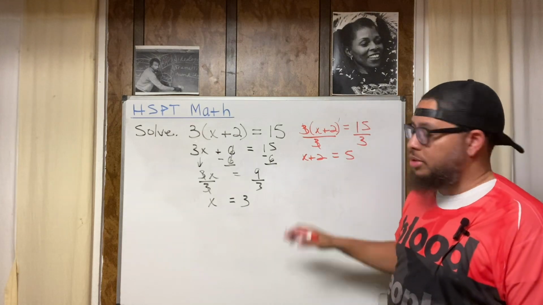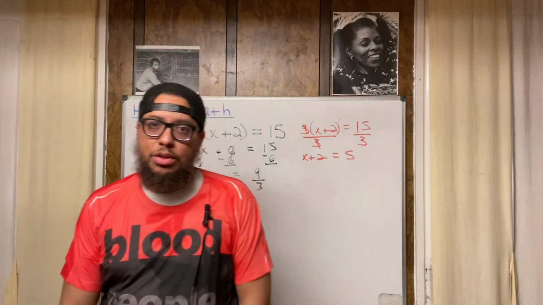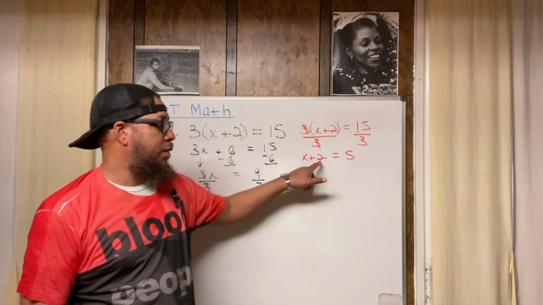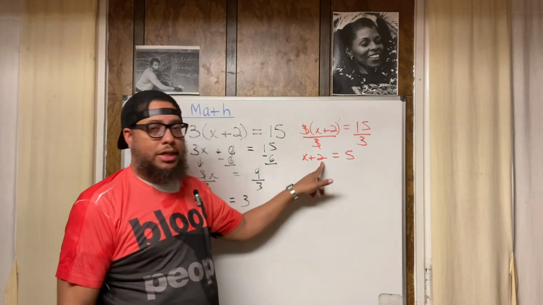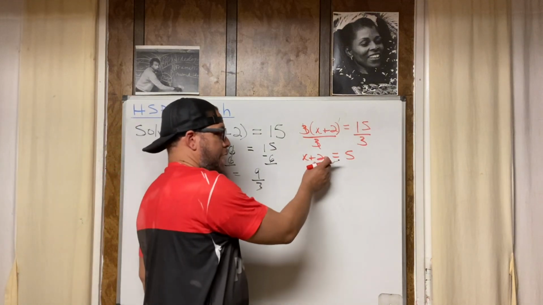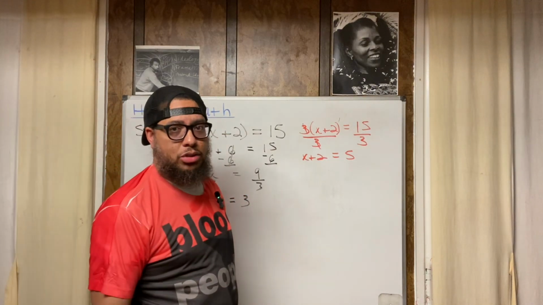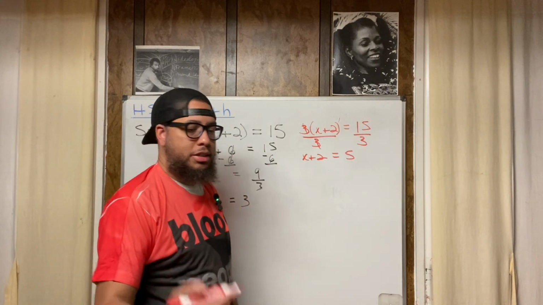So now I got x plus 2 is equal to 5. I'm trying to solve for x. So I want to get x by itself. That's how I solve for x, by getting x by itself. So I need to get rid of this 2. So the opposite of adding 2 is subtracting 2. So I always do opposite operations to get rid of things.